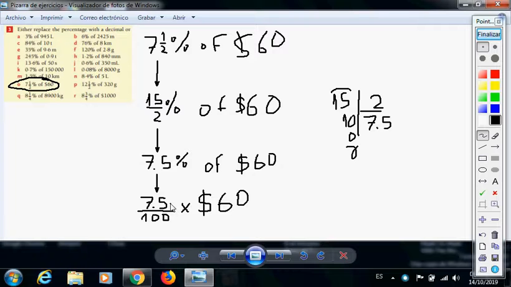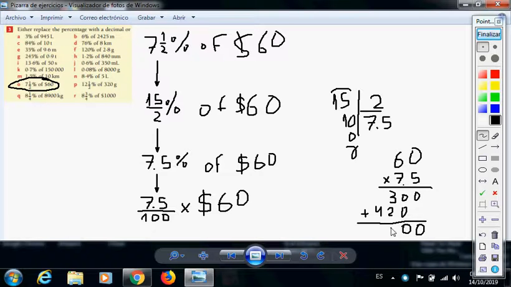Okay, since it's a multiplication of a fraction by a natural number, we have to multiply the numerator by the number. So let's do it here. 60 times 7.5. 5 times 0 is 0. 5 times 6 is 30. 7 times 0 is 0. 7 times 6 is 42. Then I add, and I get a 0 here, a 0 there. 3 plus 2 is 5, and just 4 here.